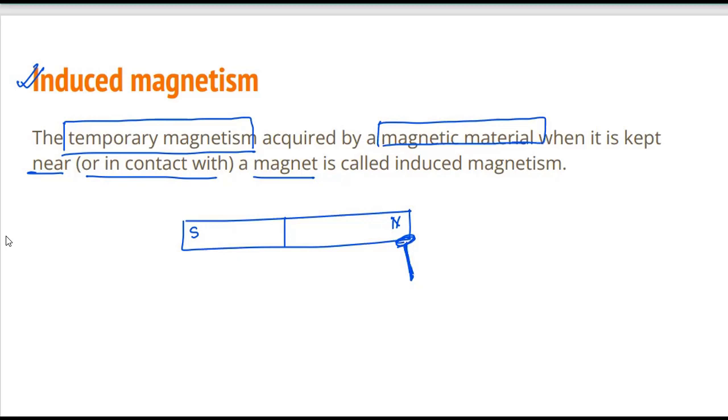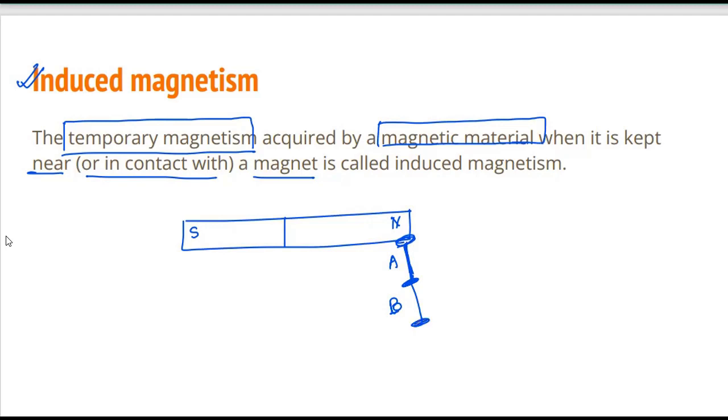Now what will happen? This iron pin actually becomes a temporary magnet, because if you bring another iron pin close to this first iron pin, say this is A, and you bring an iron pin B close to it, the iron pin A will now attract B and make it stick with it. Now B has gained some property of magnet. So B has gained some magnetism, which is of course temporary magnetism.